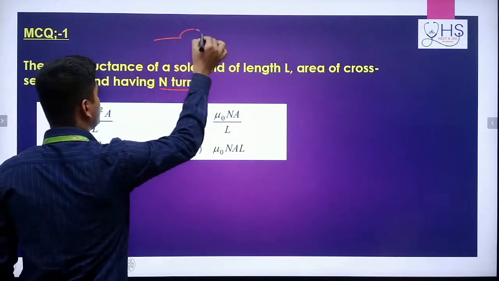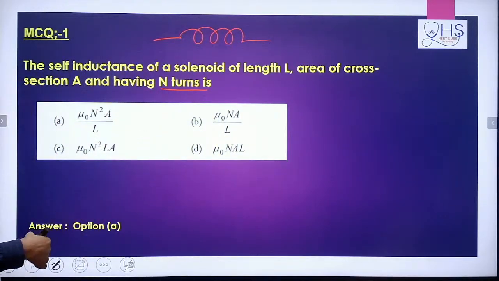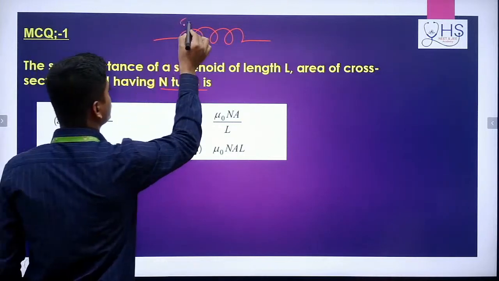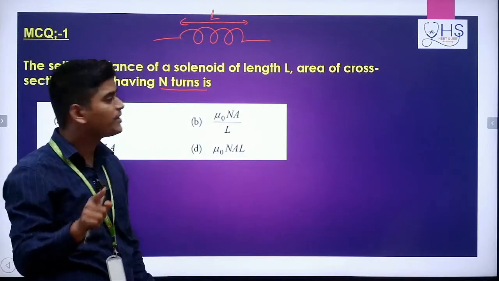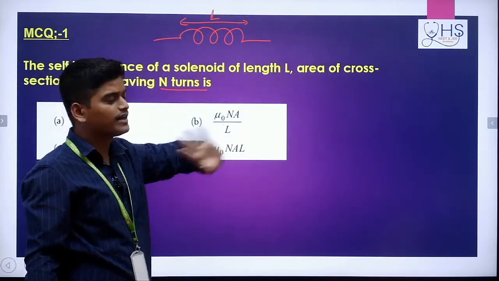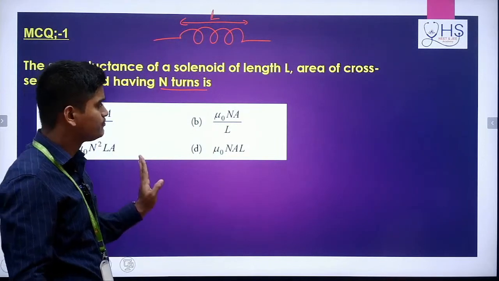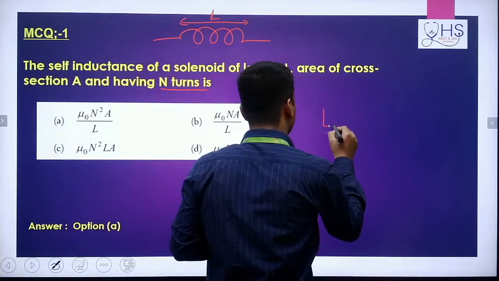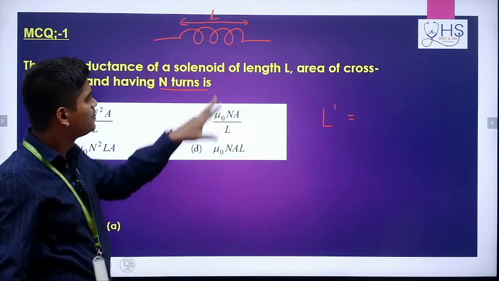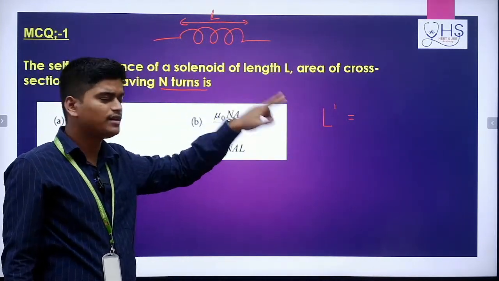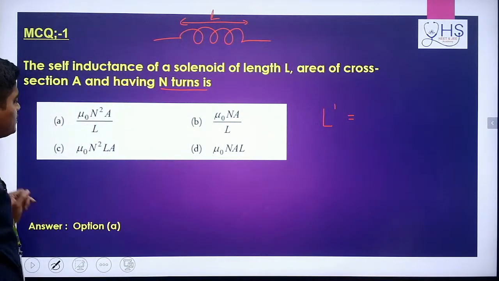You see, this is one coil given here. Now what do you need to find? The length is given as L. Usually we consider self-inductance to be capital L, but in this case they have taken L as length. So no need to worry. Now I'll take self-inductance as L prime, because capital L is already taken for length. And here some options are given.